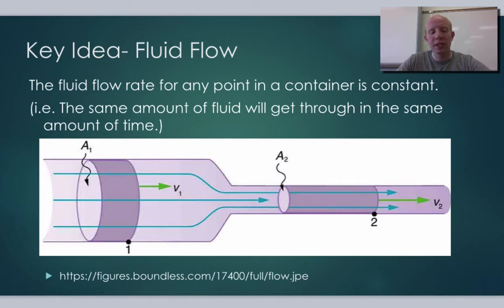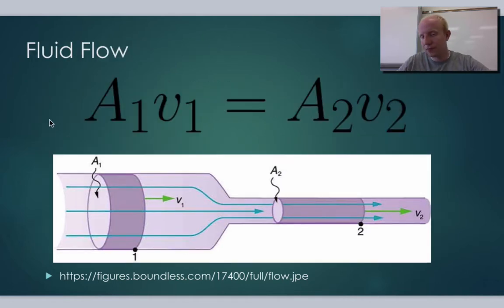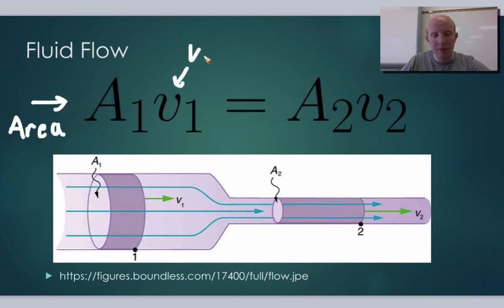Okay, so we can represent this with this equation. Fluid flow is equal to the amount of area that you're covering, cross-sectional area, times the velocity that it goes through. So if fluid flow is conserved, then our initial fluid flow has to equal our ending fluid flow. If we start with a certain cross-sectional area and a certain velocity, that has to be the same as this cross-sectional area times that velocity. The amount of fluid is the same.